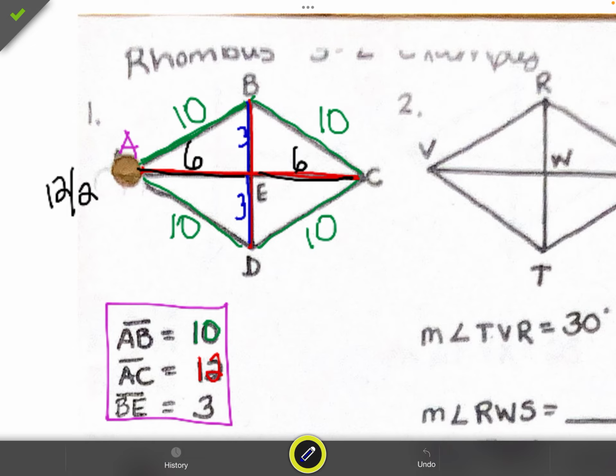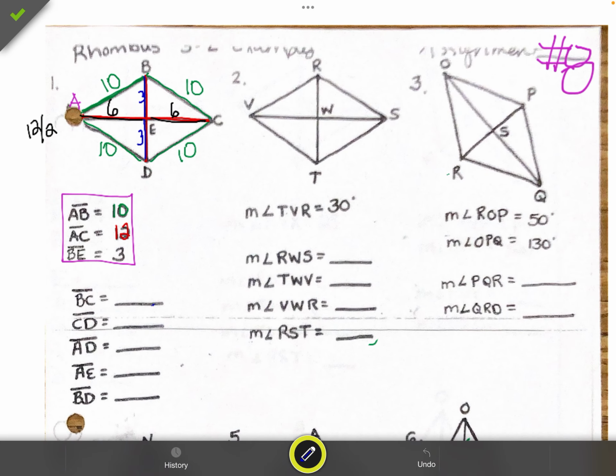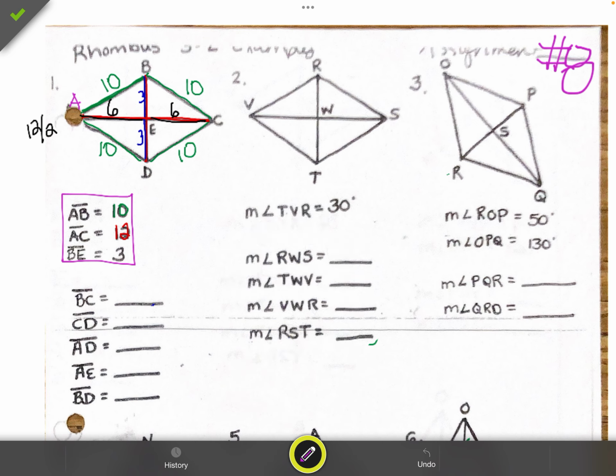And so let's drop down and see what they're actually asking me to find. All right, so they want segment BC. I go to my picture, I find segment BC. Segment BC is right here. Okay, it's a side, and since AB was 10, we know BC is 10. Next one, segment CD. I find segment CD on my picture. Oh, look, it's another side. All the sides are congruent, so CD is also going to be 10. Segment AD. Find AD on my picture. Again, it's another side, so it's also going to be 10.